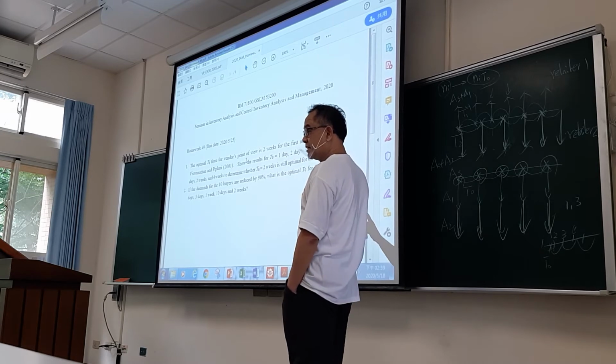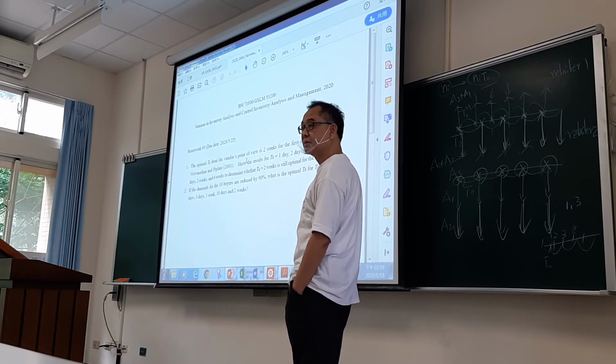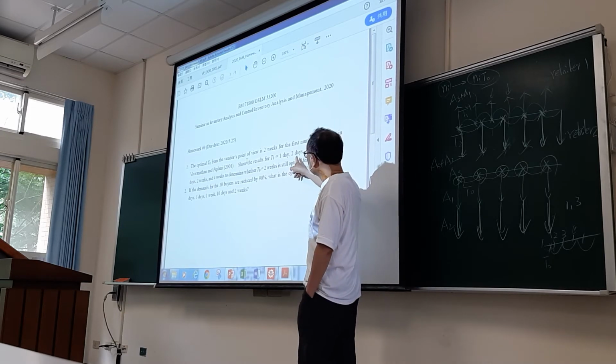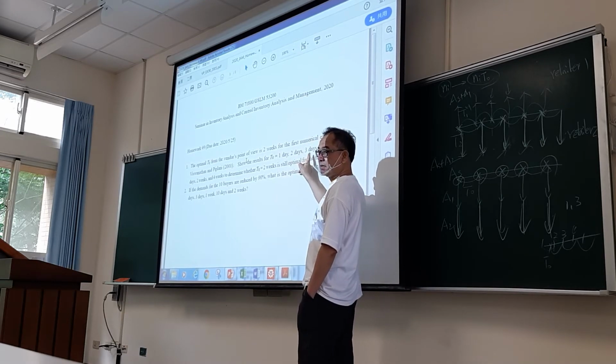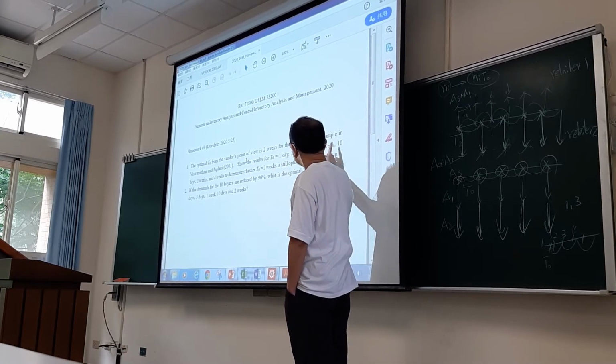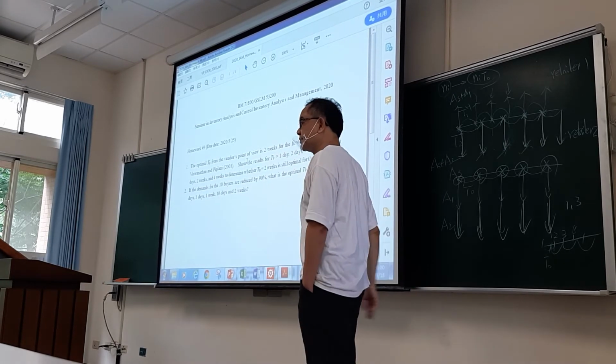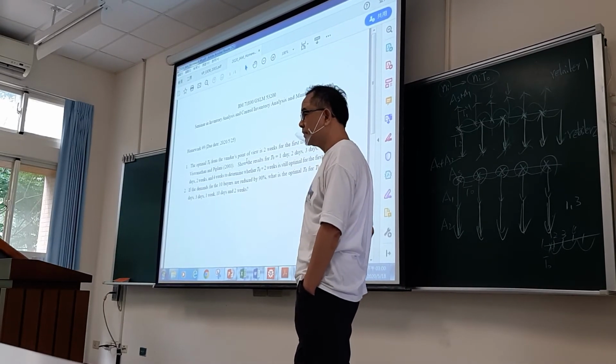Okay, so you just rerun the same procedure. But you need to determine the total cost for all possible choices. 1, 2, 3, 4, 5, 6, 7. There are 7 choices. Okay, that's the first question.